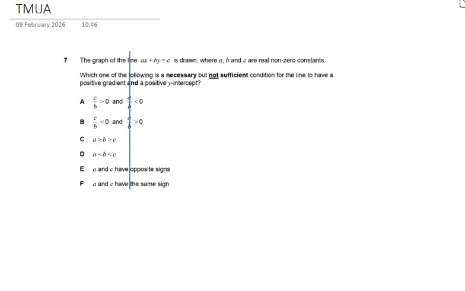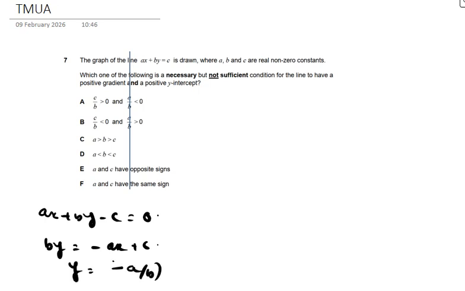Now, given ax + by - c = 0. First rearrange: by = -ax + c. Now divide by b. So we will get y = -(a/b)x + c/b. Now we can clearly see the slope is -a/b and the y-intercept is c/b. Keep this result carefully. Everything will come from here.